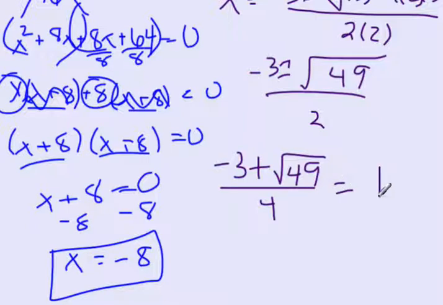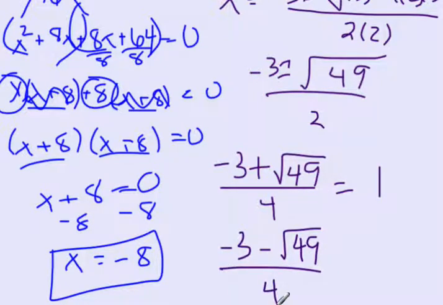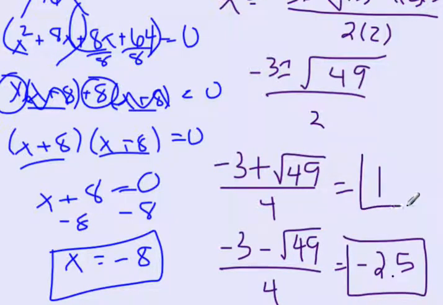And when I do that, I get 1. Then I'm going to do negative 3 minus the square root of 49, and then I'm going to hit enter and divide it by 4. And when I do that, I get negative 2.5. So I have negative 2.5 and 1 as my final answers on number 6.